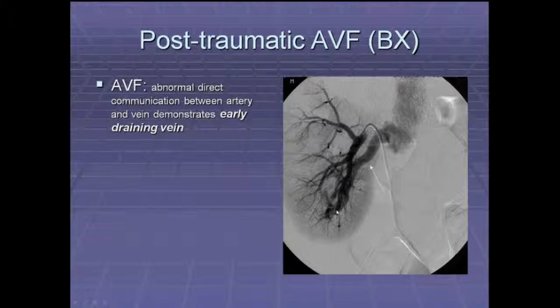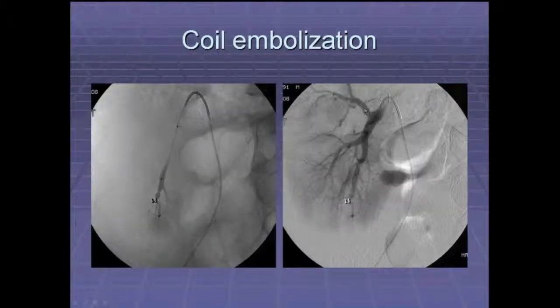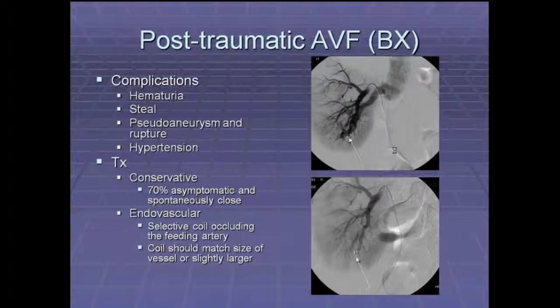We can just go down there with a microcatheter and drop a coil. Post coiling, angiogram, no longer see it. Hypertension was resolved, right? So that was a post-traumatic AV fistula. So with AV fistulas or post-traumatic injuries such as in biopsy, complications can include hematuria, steal, pseudoaneurysm or rupture, and hypertension.